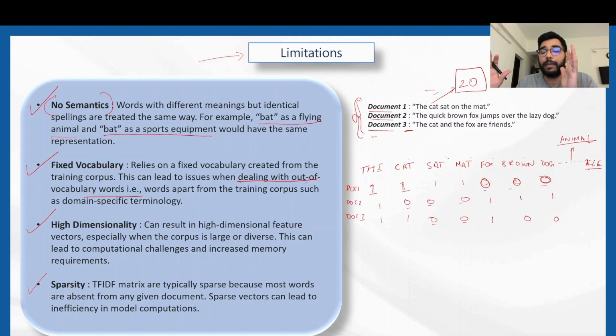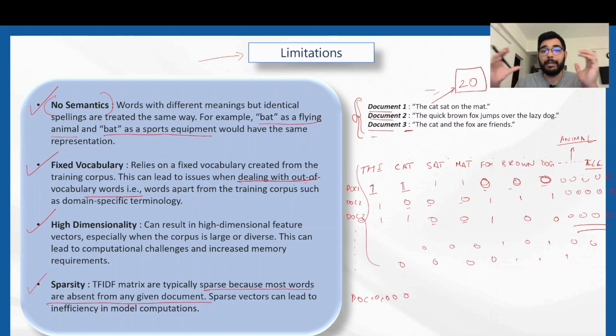We have 1 lakh vocabulary, so we have many words for which document 1 will have all zeros. Document 2 will also have mostly zeros because it has only these many words. Document 3 will also have many zeros. Similarly, since we have 10,000 documents, they will have a lot of zeros and very few ones. The reason is that most of the words are absent from any given document. Since we have a 1 lakh vocabulary, not all the words will be present in all the documents. Most words will be absent, which is why we'll have a lot of zeros and very few ones. This is what is called sparsity.